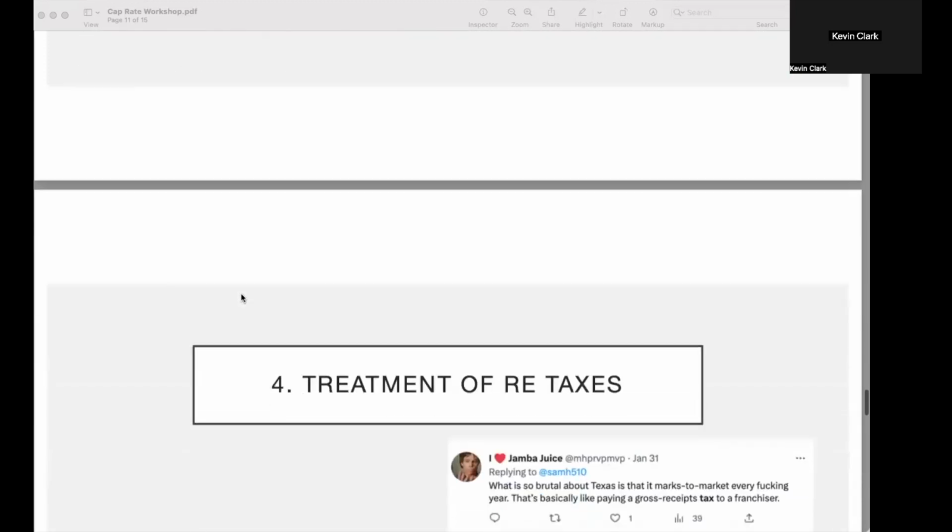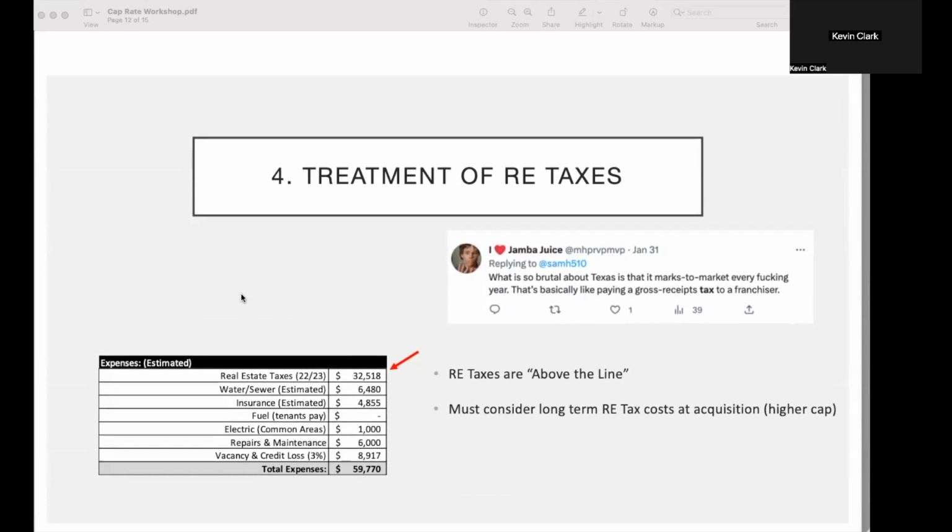The last one is treatment of real estate taxes in the tax code. Just so happens that our friend Baker has been talking about this quite a bit. And it is when he talks about his investments in Texas and how his real estate tax payments have come due. And it's so brutal in Texas that it marks to market every single year. That's basically like paying a gross receipt tax to a franchisor. So the idea here is Texas, you're in business with Texas if you own a property in Texas.